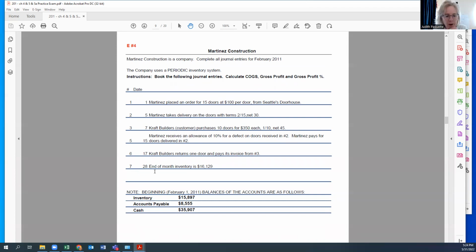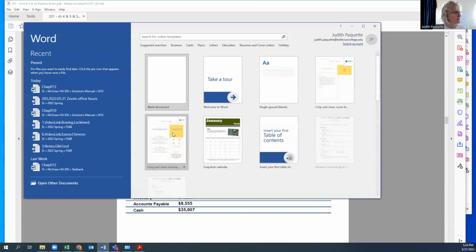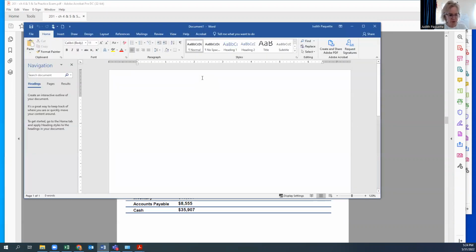And sometimes with these problems, it might be helpful to write on the side of your paper: company equals Martinez, Kraft equals customer, Seattle Doorhouse equals supplier or vendor. Okay. So I always like to look at it like a stream. So we're doing the books for Martinez. So Martinez is in the middle.